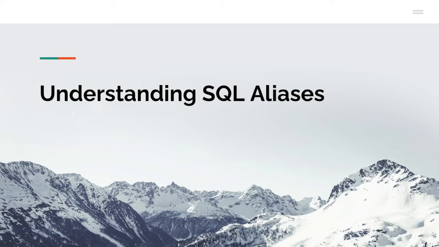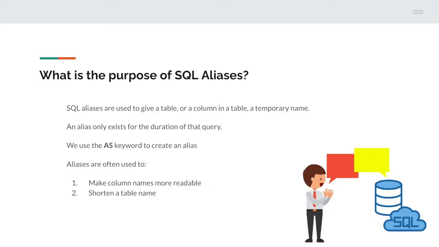Let's take a look at SQL aliases. What is the purpose of SQL aliases? Well, they are used to give a table or a column in a table a temporary name. An alias only exists for the duration of that query. Now, to create an alias, you'd use the AS keyword.